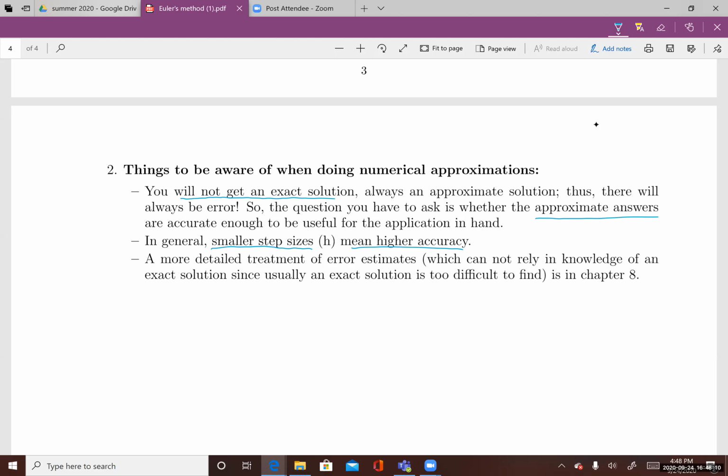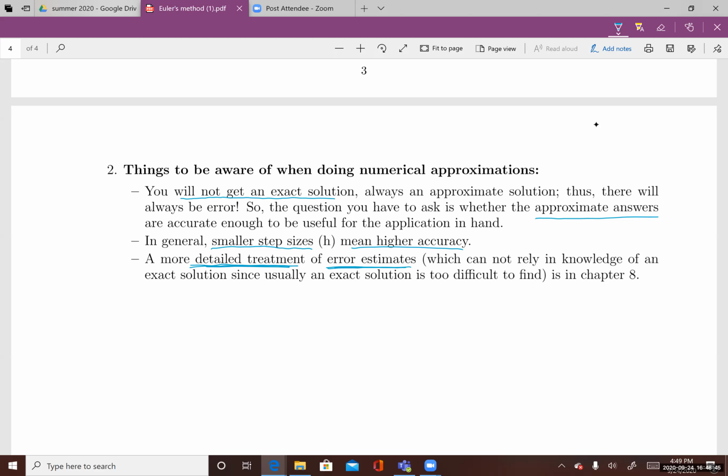There's some detailed treatment of error estimates, which cannot rely on the knowledge of exact solutions, because the exact solution is, most of the time, too difficult to find. There are some different treatments that you can use in order to smooth out the error or to decrease the error estimate, which is presented in chapter A.